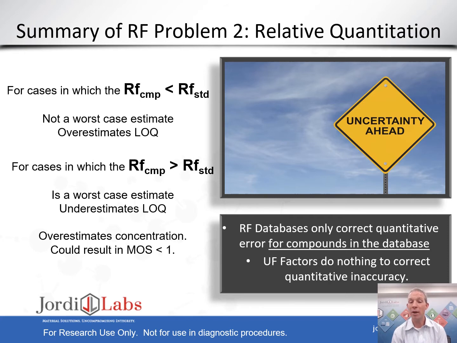Now, we would again note that RF databases are useful in that they allow us to correct for quantitative error for compounds in the database, but it only works for compounds in the database. So unless you have all of the necessary compounds in your database, this is not a solution in and of itself. We also note that UF factors do nothing to compensate for quantitative inaccuracy. They are only used in the AET calculation.